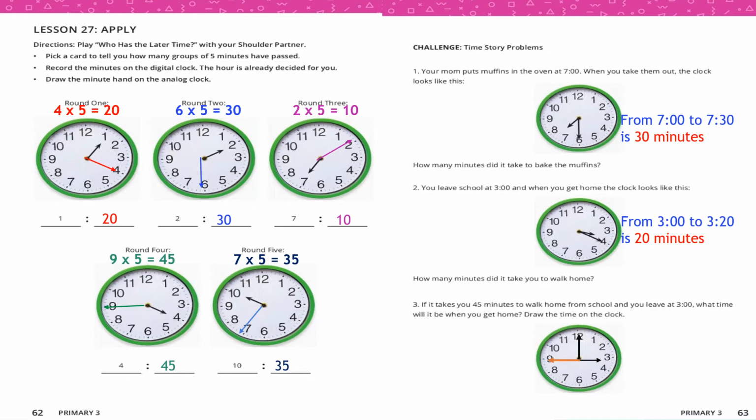No, it should be between 3 and 4 because it's moving slowly to complete the turn. So it will be between 3 and 4. So 45 minutes means from 3 o'clock to 3:45.